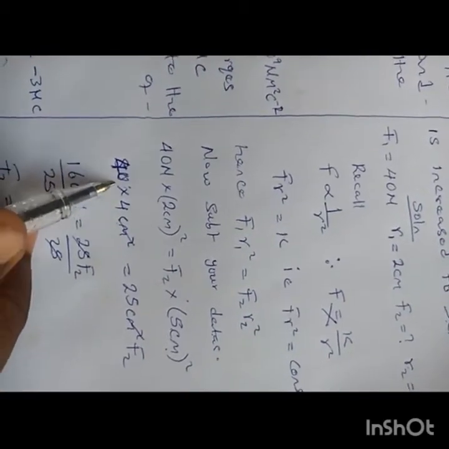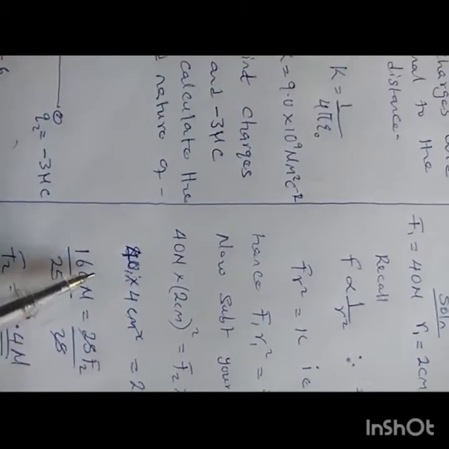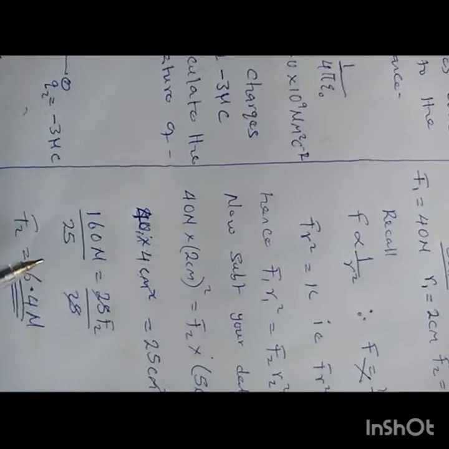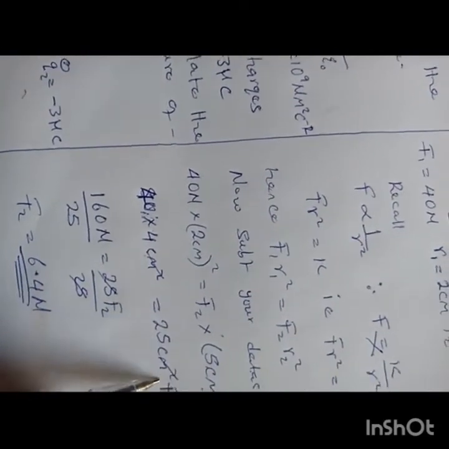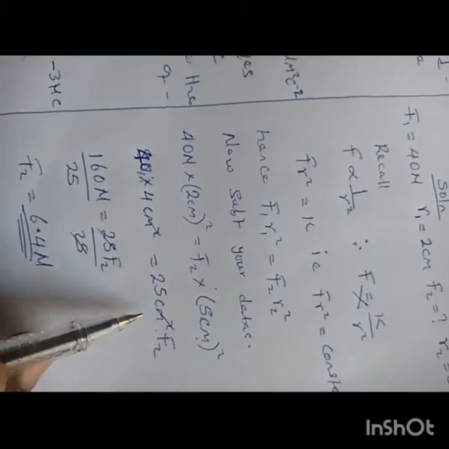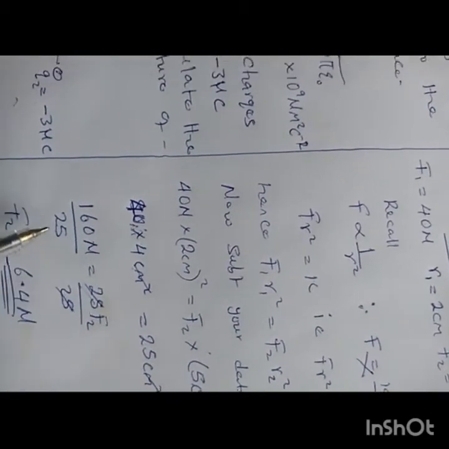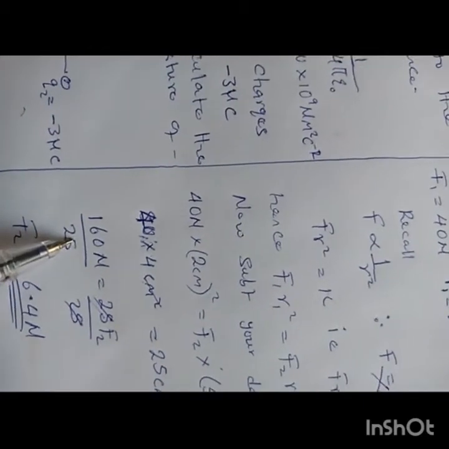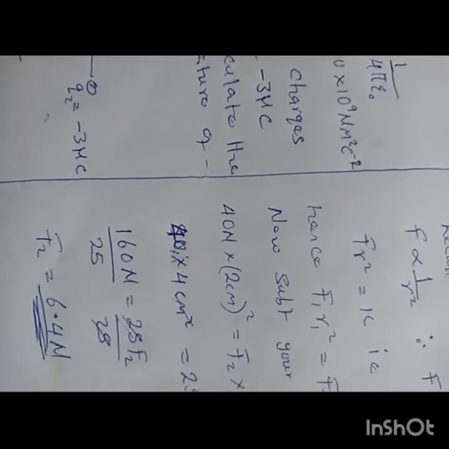What are we left with? We are left with Newton. Now F2 will be equal to what? 40 times 4, which is 160 Newton. Now is equal to what? 25 F2. So now we divide both sides by 25 to get our F2. 25 go with 25. 160 divided by 25 will give us 6.4 Newton. So this is your second force.